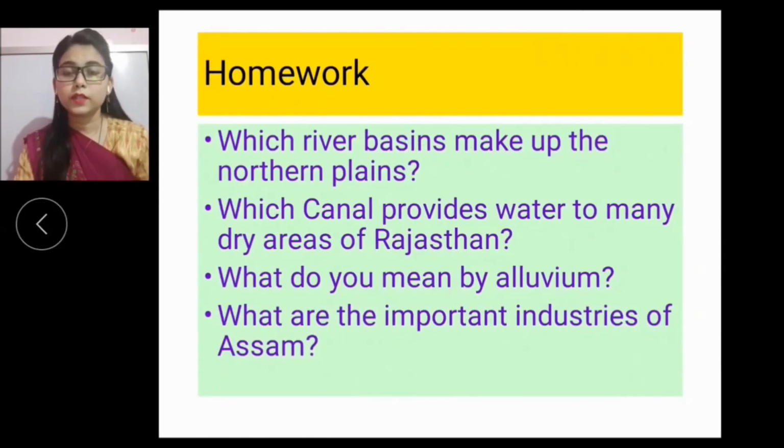Now, this is the homework time, students. Which river basins make up the northern plains? Which canal provides water to many dry areas of Rajasthan? What do you mean by alluvium? And what are the important industries of Assam? So all these points you have to find from your book and write in your rough copy.